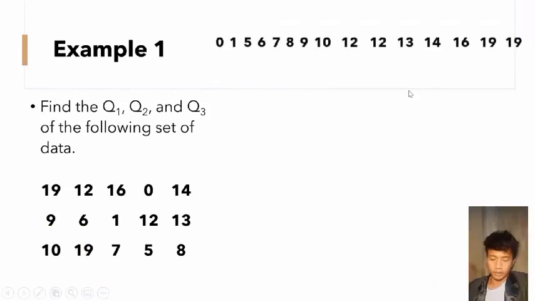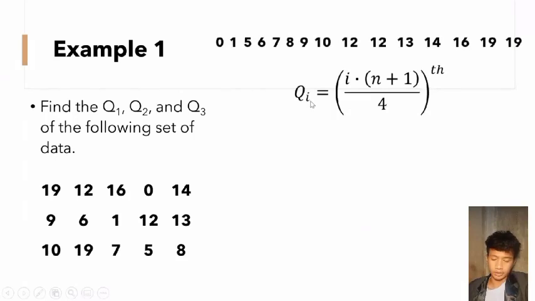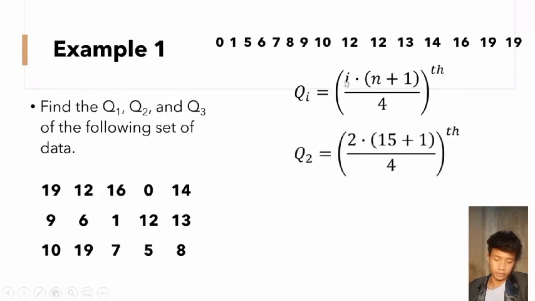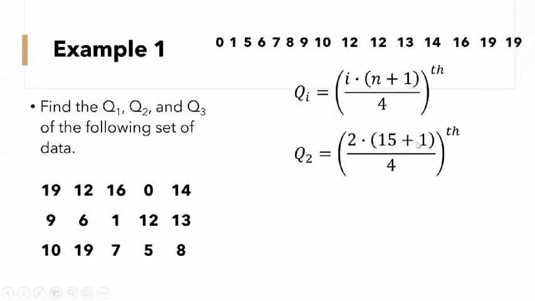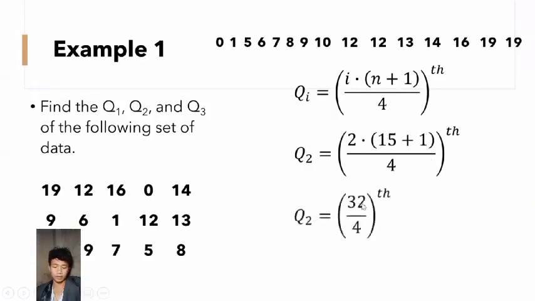So let's now find quartile 2. Again, arrange the data in ascending order. So our i now is 2. So it's now Q2 is equal to 2 times, again we have 15 samples, plus 1, over 4. 15 plus 1 is 16, times 2, that is 32 over 4. 32 over 4 is 8. Meaning quartile 2 is the 8th data. The 8th data is, counting 1, 2, 3, 4, 5, 6, 7, 8, it will be 10. Therefore our quartile 2 is 10.